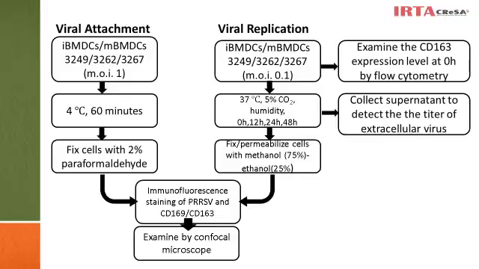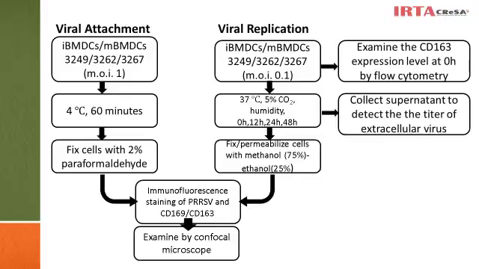In the viral attachment part, we incubated immature or mature bone marrow-derived dendritic cells with the 3 isolates separately, with a multiplicity of infection of 1 at 4 degrees for 60 minutes. And then we fixed the cells and did immunofluorescence staining for the virus and the receptors CD169 or CD163.